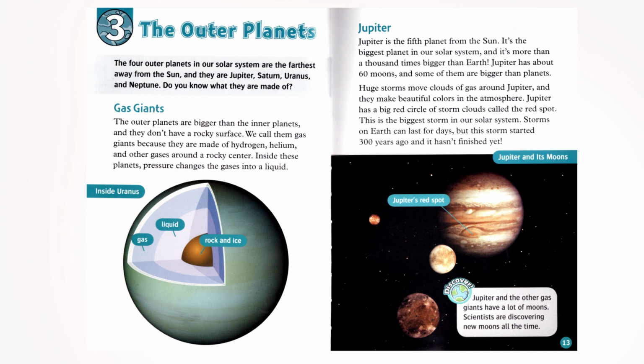Storms on Earth can last for days, but this storm started 300 years ago, and it hasn't finished yet. Jupiter and the other gas giants have a lot of moons. Scientists are discovering new moons all the time.